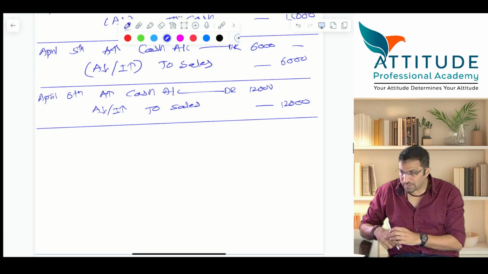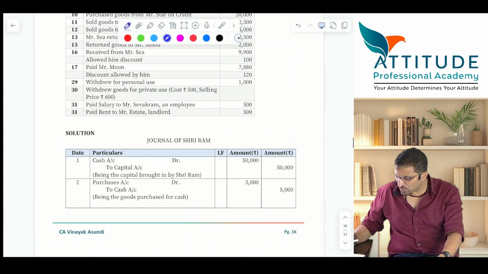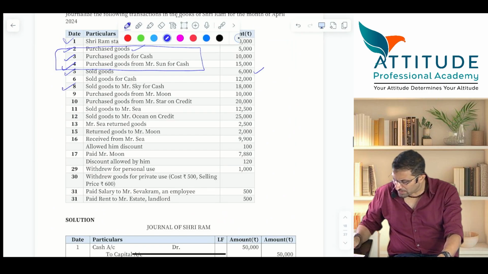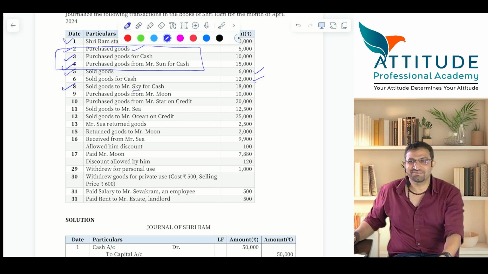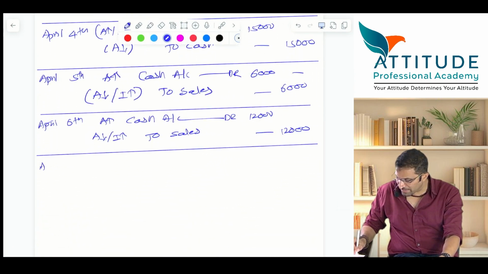Next. Up till here, any difficulty? Okay, shall we proceed? Next one is 8th. Goods. Now this is interesting. Goods sold to Mr. Sky for cash. This is also cash only. Correct? So again, there is no debtor-creditor relationship. Entry will remain the same?